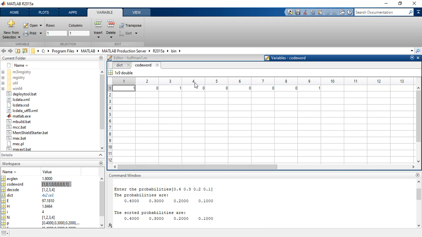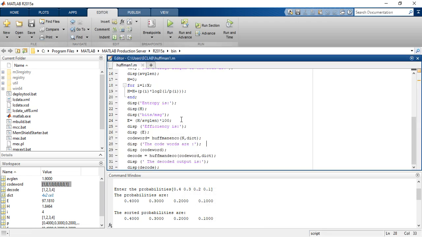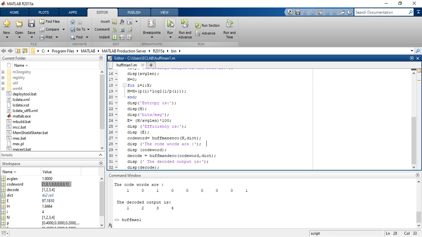After calculating the encoded data, we can receive the original data again by the decoding function, huffmandeco(codeword, dict), and we will get the decoded data. So I will show the output.